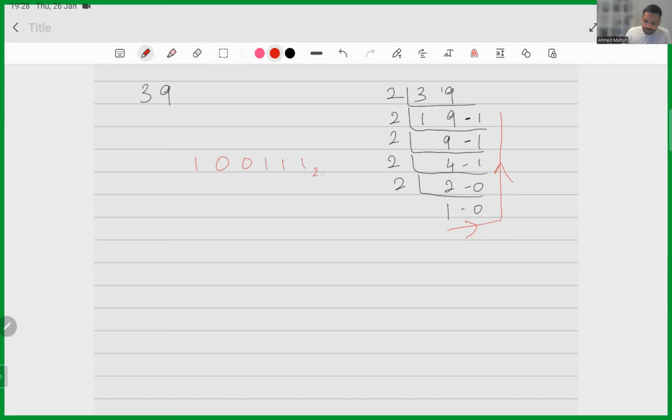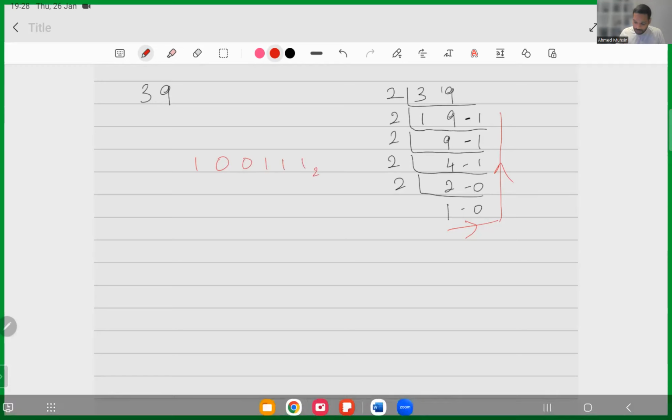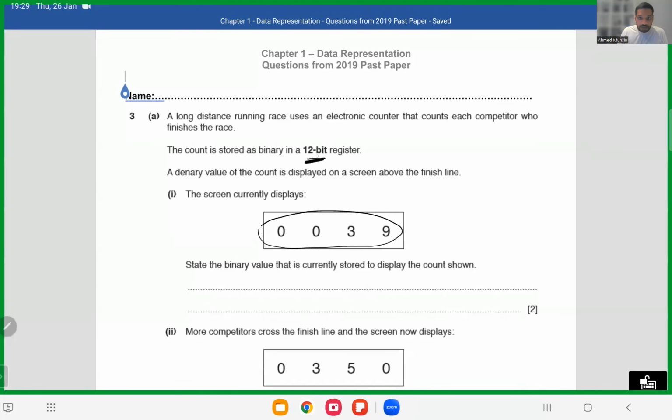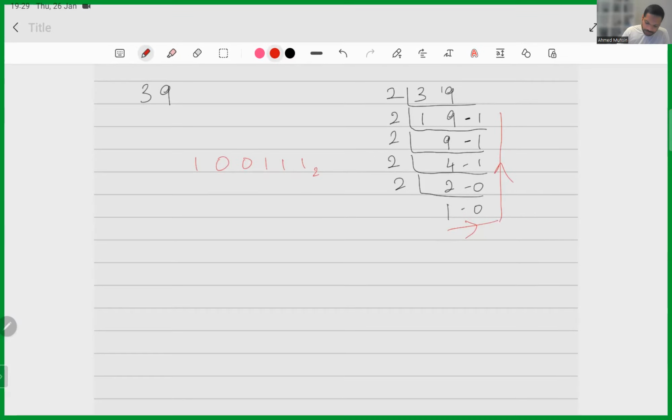Now remember that in the question paper, they told you that a 12-bit register is being used. So immediately you need to check how many digits we have: 1, 2, 3, 4, 5, 6. So you need to put another 6 zeros in front so that it would fit the 12-bit register. Another 6 zeros: 1, 2, 3, 4, 5, 6. Okay, so that it will fit the 12-bit register. I hope it makes sense. Let's move on to the next question then.